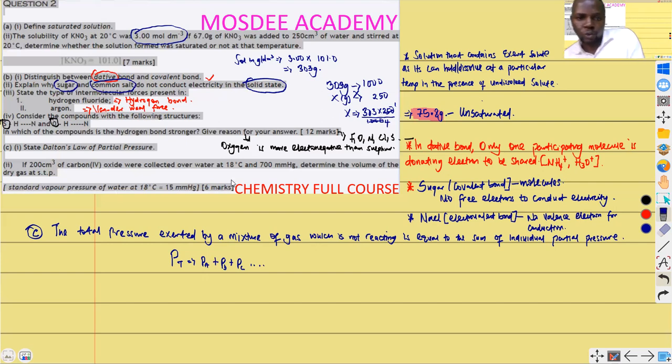Now, look at P1. It was at 700 millimeter of mercury, but there is saturated vapor pressure. So, we say the total pressure is equal to the sum of individual partial pressures.